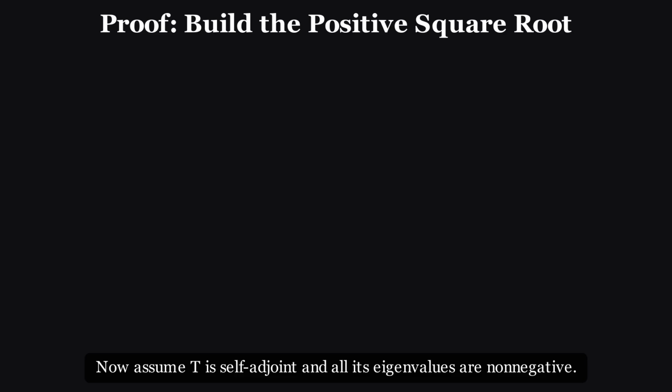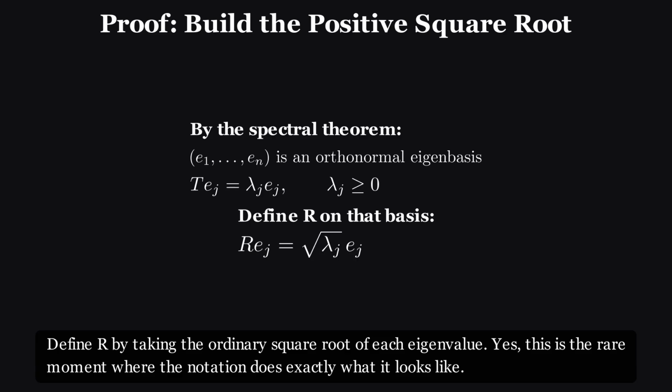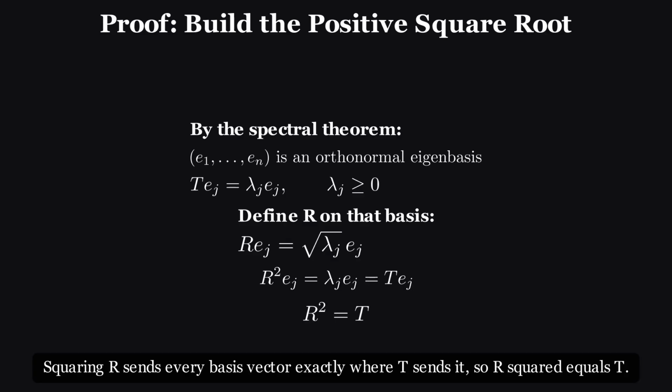Now assume T is self-adjoint and all its eigenvalues are non-negative. The spectral theorem gives an orthonormal eigenbasis with non-negative eigenvalues. Define R by taking the ordinary square root of each eigenvalue. Yes, this is the rare moment where the notation does exactly what it looks like. Squaring R sends every basis vector exactly where T sends it, so R squared equals T.